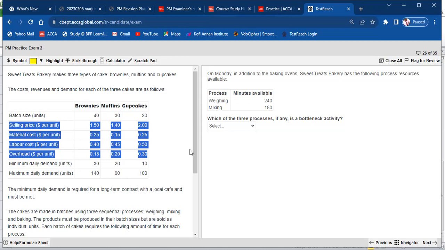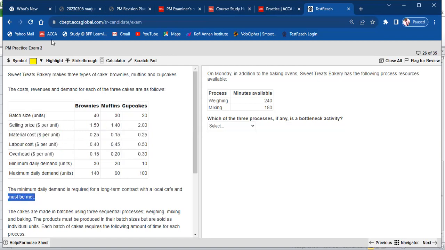All right. The minimum daily demand is required for a long-term contract with a local cafe and must be met. Must be met. So with throughput accounting, we normally have bottlenecks. So must be met means that irrespective of the bottlenecks, the minimum 30 units a day, 20 units a day, and 10 units a day must be supplied to the local cafe.